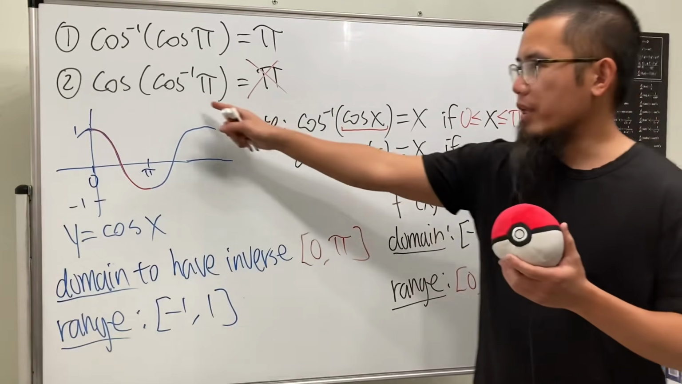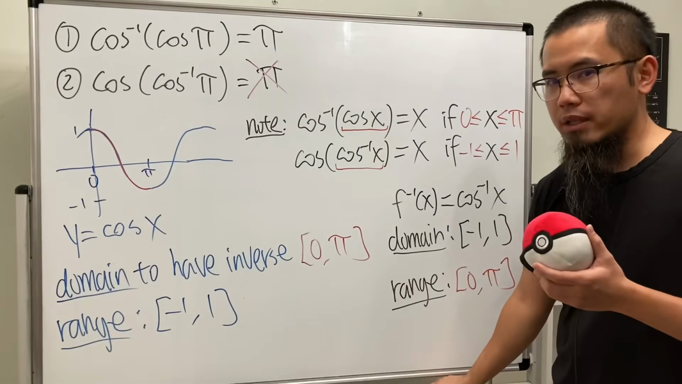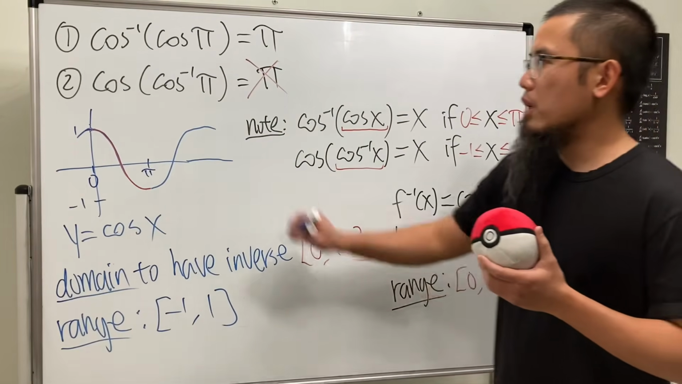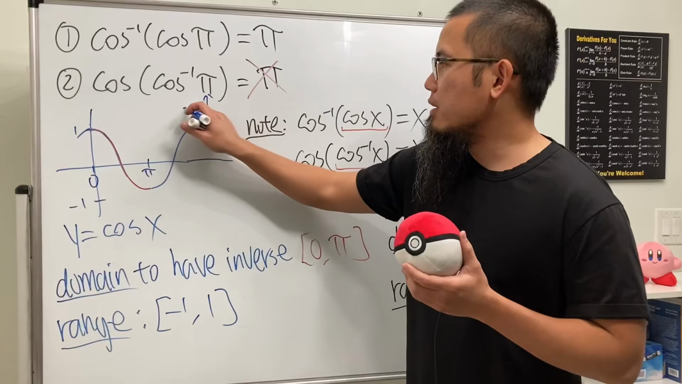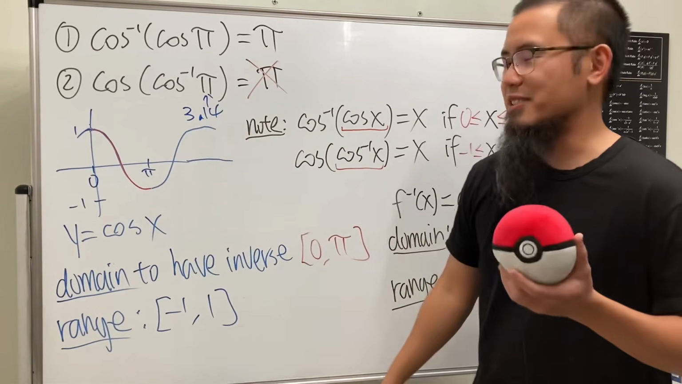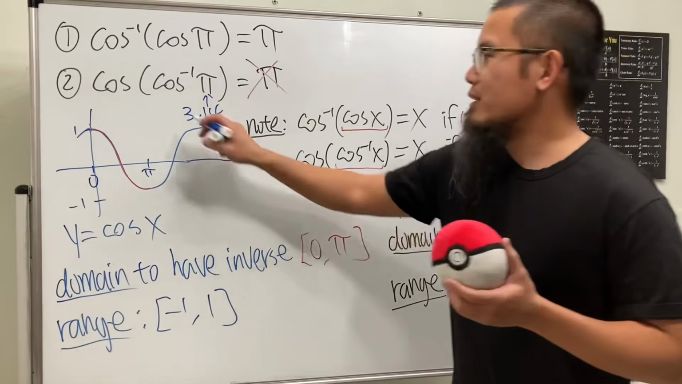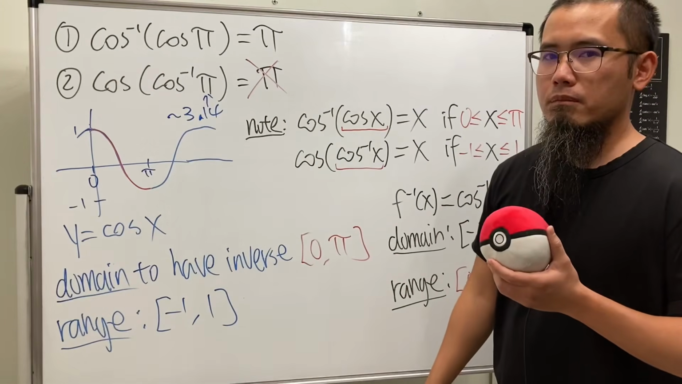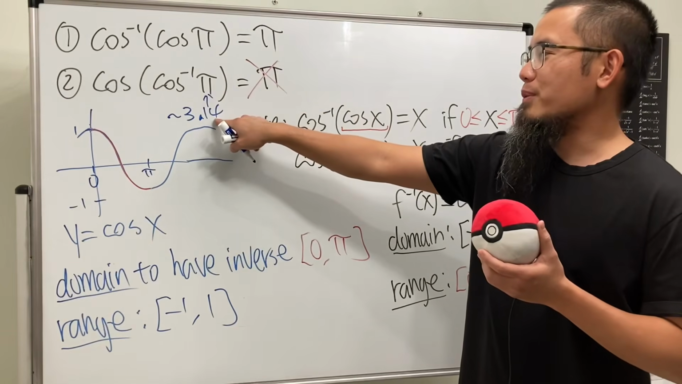So have a look right here. Why is the second one wrong then? Well, we know pi is about 3.14. Not really, that's not exact, I just lied. But anyway, it's about 3.14.